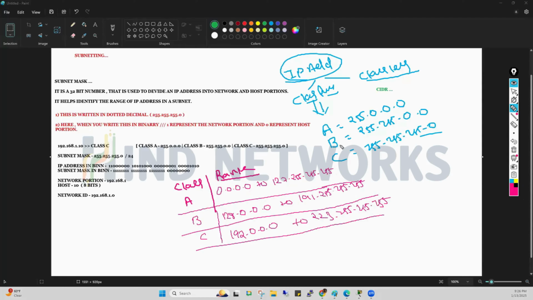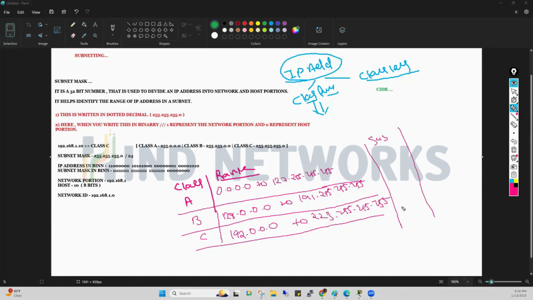That is the range for class C. Getting my point, everyone? Yes or no? Clear? Now, if I ask you what is the subnet mask? For class A, the subnet mask will be 255.0.0.0. For class B, 255.255.0.0. And for class C, 255.255.255.0.